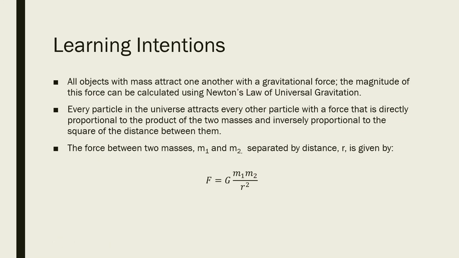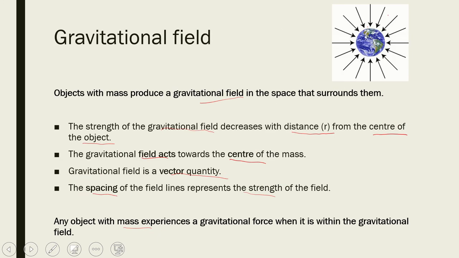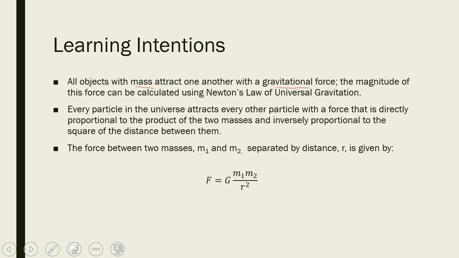Additionally, as we've said, all objects with mass attract one another with gravitational force. And as we've said previously, objects that have mass have a gravitational field within them, and any object with mass actually experiences a gravitational force within that gravitational field. Now, Newton also came up with a law of universal gravitation that governs the magnitude of the gravitational force.